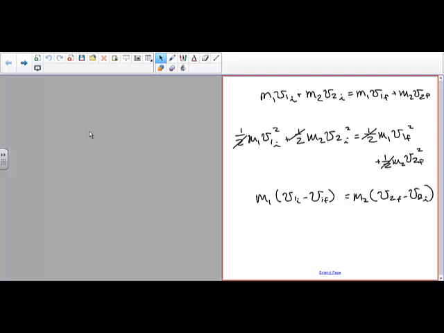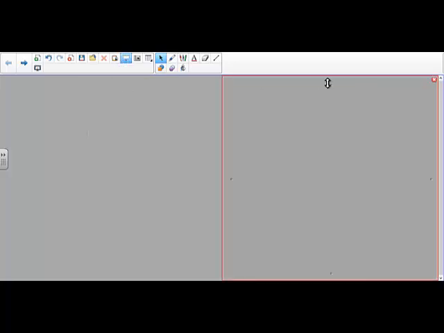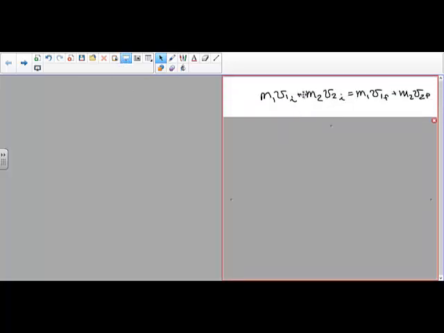Okay, so this is a derivation of the equation that we just presented for kinetic energy for a perfectly elastic collision. So what we start off with is conservation of momentum. You've got two objects before the collision, you've got the same two objects after the collision. They have different initial velocities and different final velocities.